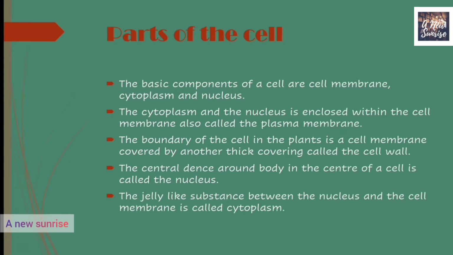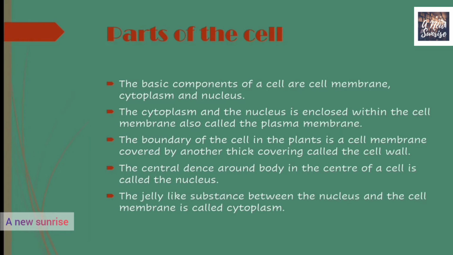The cell membrane is the outer boundary of the cell, which differentiates it from other cells. It gives shape to the cell and also protects it. In plants, the cell membrane is covered by another thick covering called the cell wall. So in plants there is one more outer boundary, that is called the cell wall. In animals there is no cell wall.